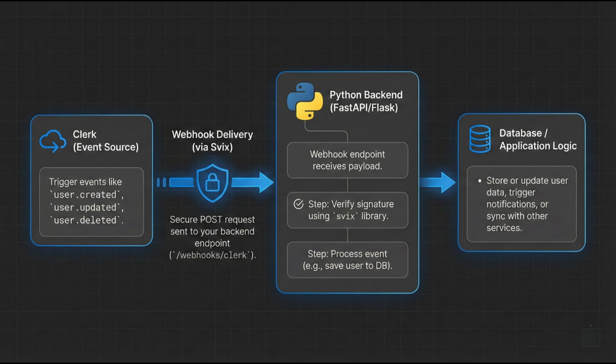This here is the diagram of the Clerk Webhook which we are going to configure. So whenever a user is created or updated in Clerk, it triggers a secure webhook event that is verified by our Python backend using Svix before automatically updating our local database.